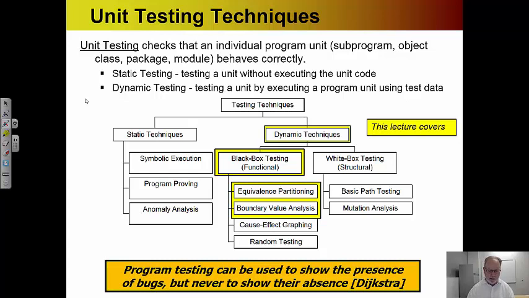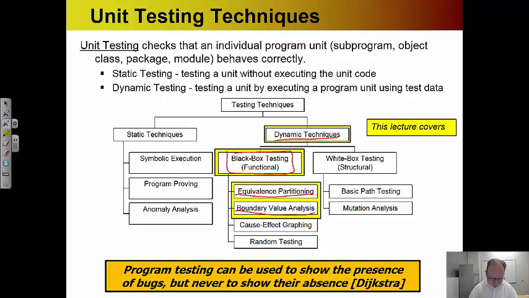There is a notion of a distinction between static and dynamic testing. Static testing is testing a unit without executing the unit code. Well, if you're not executing it, that's called static analysis, really, more than static testing. So what we're talking about is dynamic testing, testing a unit by executing a program using test data. So that's what we're going to talk about, specifically a dynamic technique. That's black box testing. And we're going to talk about two specific techniques inside of this section, equivalence partitioning and boundary value analysis.